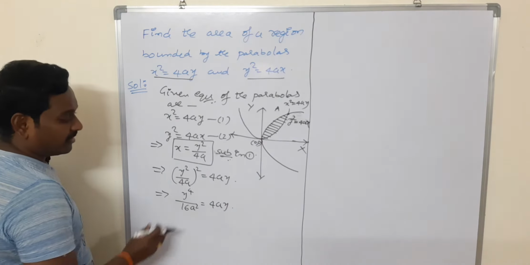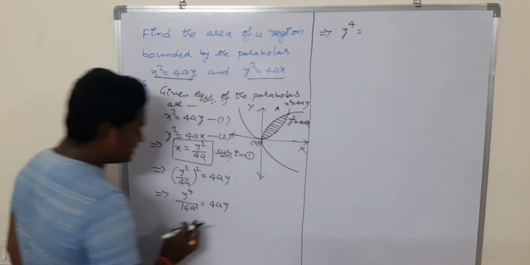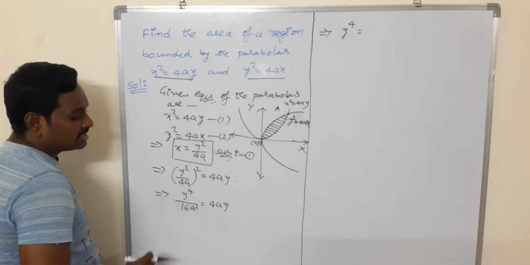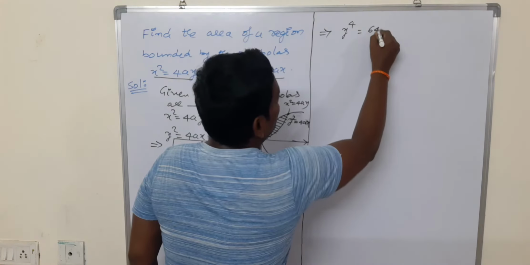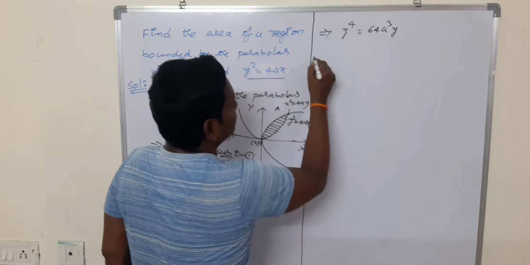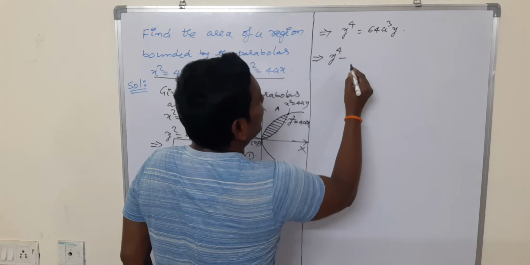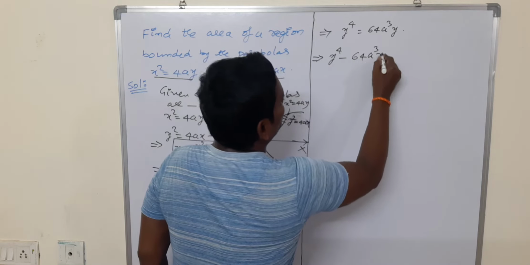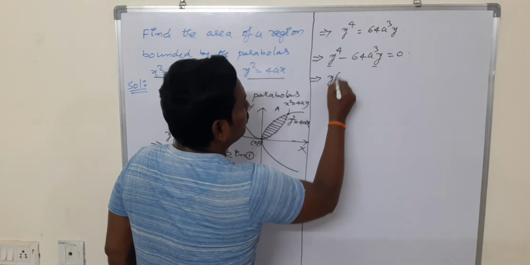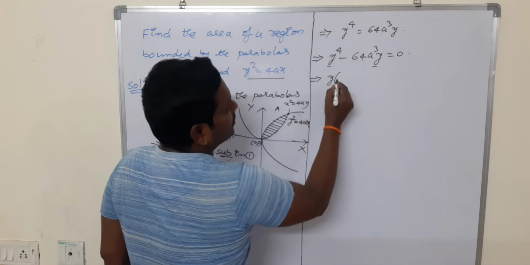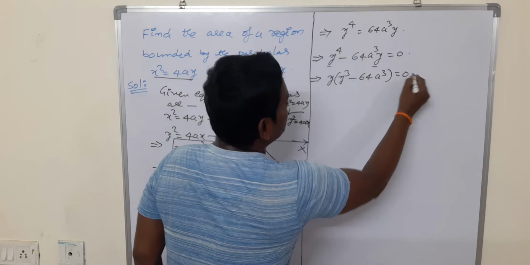So from this, what is the value of y power 4? Take this denominator to the right hand side, 4 16s are 64, a square into a, so you will get 64 a cube y. Take this right hand side term to the left hand side. y power 4 minus 64 a cube y is equal to 0. So y is the common term. You will get y cube minus 64 a cube is equal to 0.